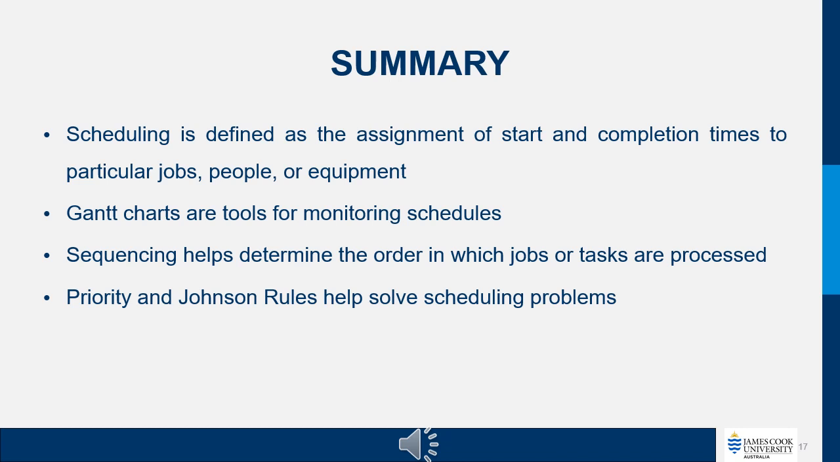In conclusion, scheduling plays a vital role in organizations by assigning a specific start and completion time to jobs, people, or equipment. Gantt charts serve as effective tools for monitoring and visualizing schedules, providing a clear overview of task duration and dependency. Sequencing helps determine the optimal order in which jobs or tasks should be processed, considering factors such as resource availability and dependencies. Additionally, priority rules and Johnson's rule are valuable techniques used to solve scheduling problems by prioritizing tasks and optimizing job sequencing.